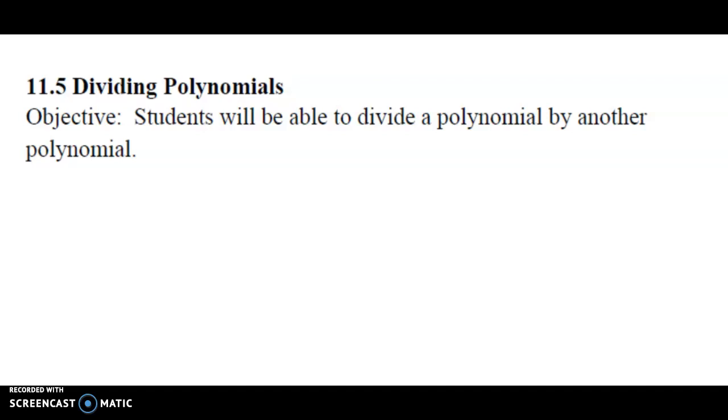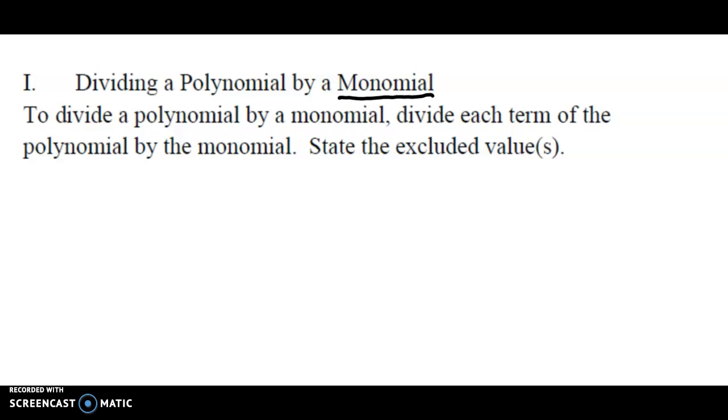Today we are going to do 11.5, dividing polynomials. The first section today is dividing a polynomial by a monomial. You have to remember that dividing by a monomial has different rules than dividing by a polynomial. Again, monomials do not have pluses or minuses in them. What you're going to do is divide each term of the polynomial by the monomial, whether it goes in evenly or not.